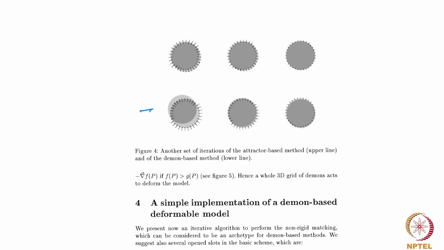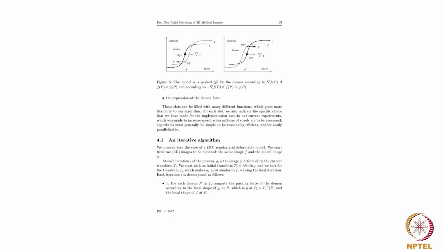Okay, there's another figure which tells you that, for instance, this right here. So the model in G is pushed by the daemon according to gradient of f. Again, f and g are intensity contours you can think of, in any dimension. If f of p is less than g of p, then you have pushing to the right according to this picture, right? And according to minus gradient if f of p is greater than g of p. Okay, so this is the simple tool that can be done.